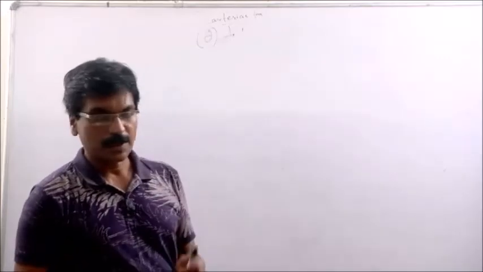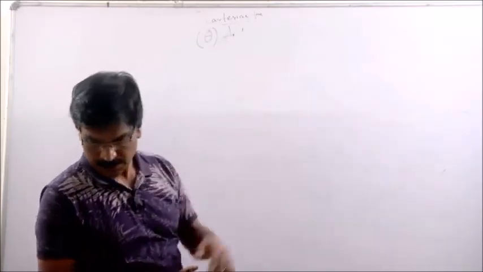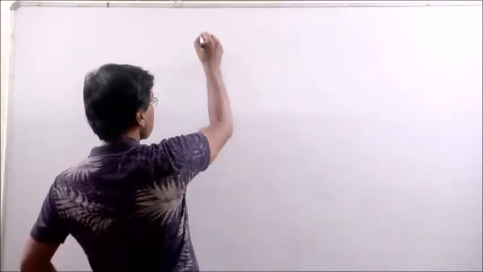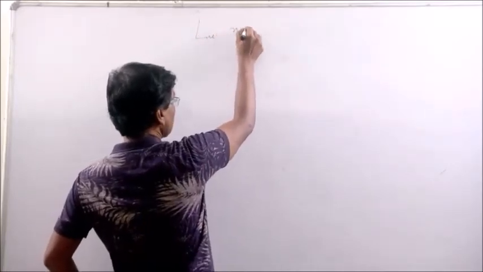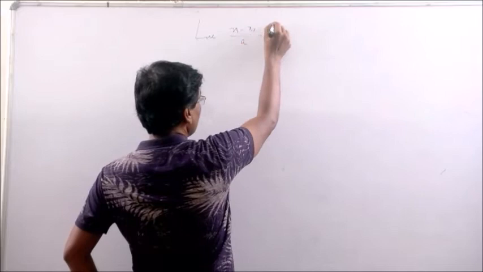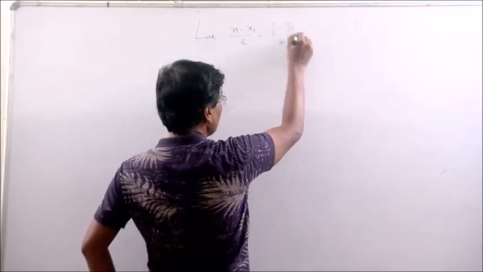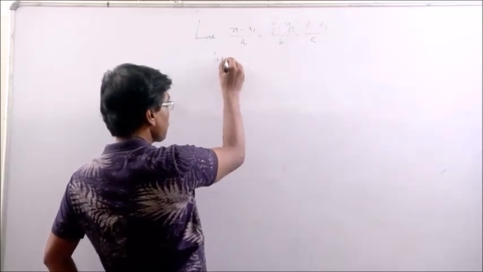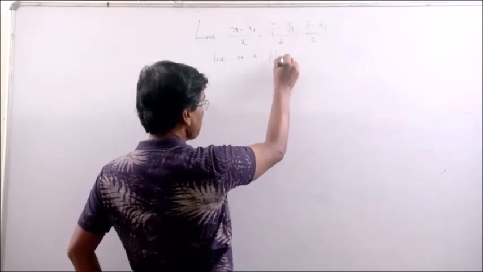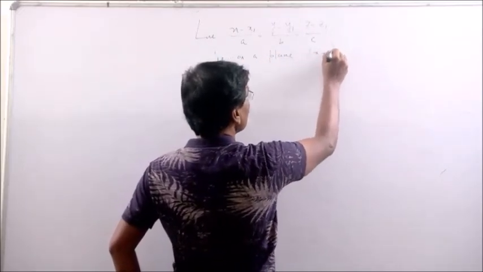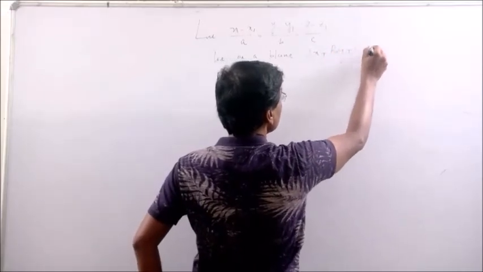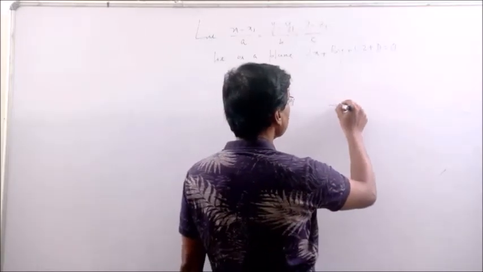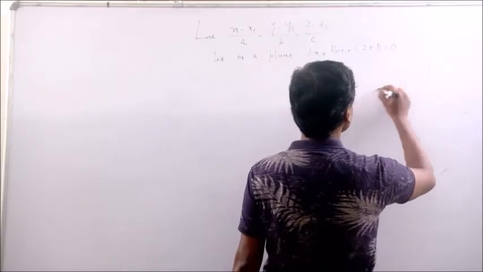So what is called coplanar? This blackboard is itself a plane. Suppose I say that a line (x minus x1)/a = (y minus y1)/b = (z minus z1)/c lies on a plane ax + by + cz + d = 0.